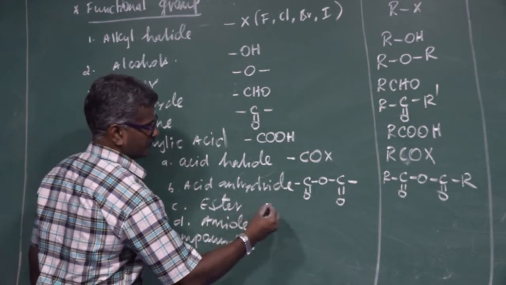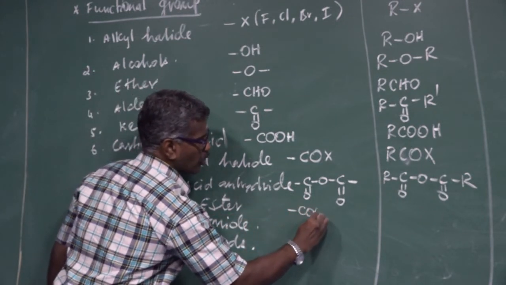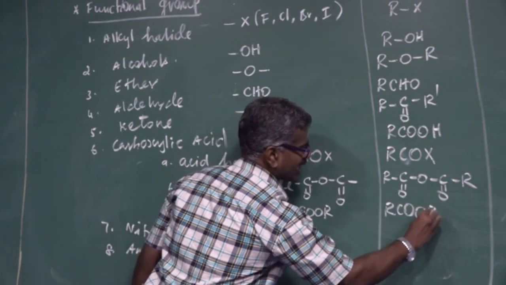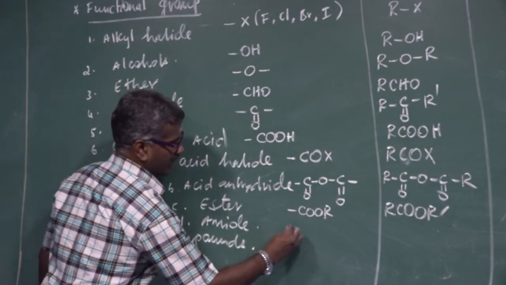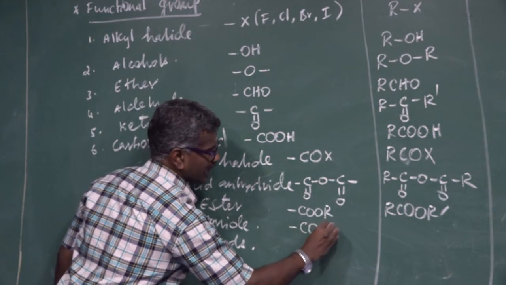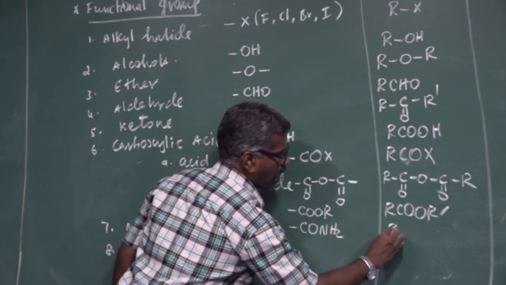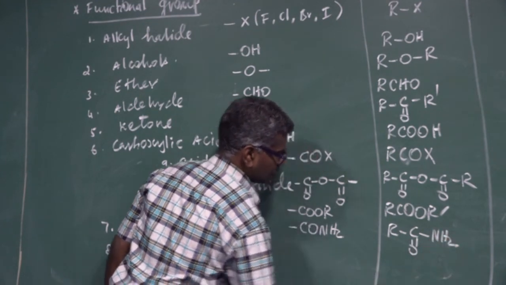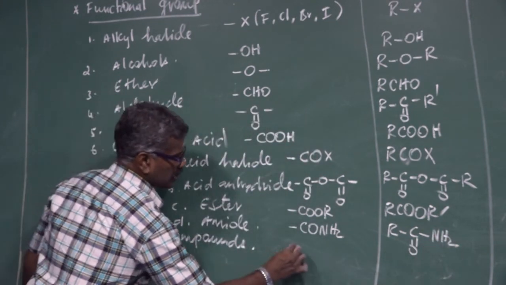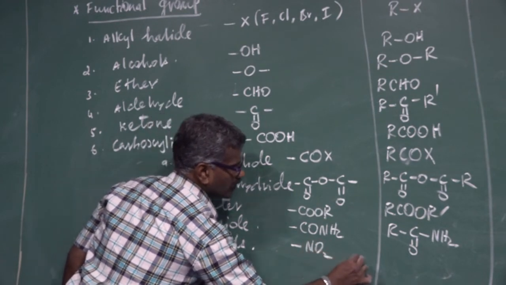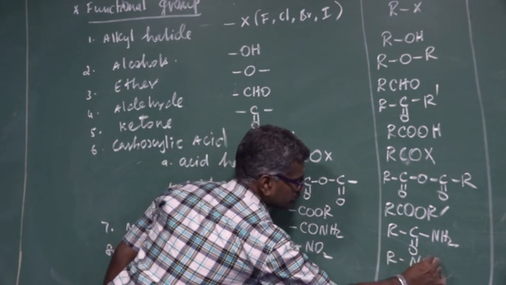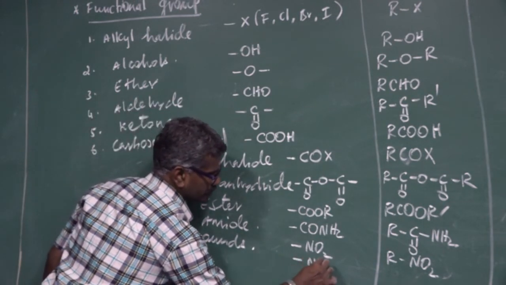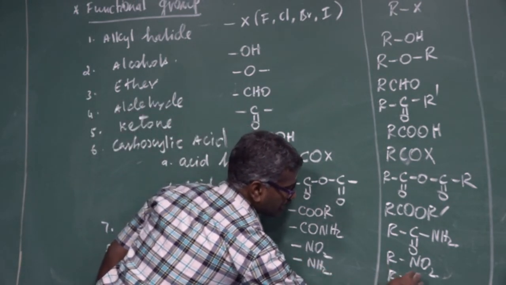Another one is ester. Ester functional group is COOR, that is RCOOR'. Another one is amide, CONH2, that is RCONH2. Another one is the nitro compounds, NO2. Another one is amines, NH2.